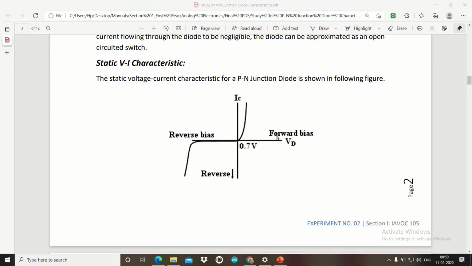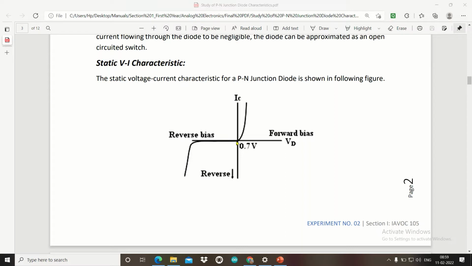On the right x-axis you have the forward voltage, and on the left x-axis you have the reverse voltage. On the positive y-axis you have forward current, and on the negative y-axis you have the reverse current. So in this way you have to distribute the coordinates.